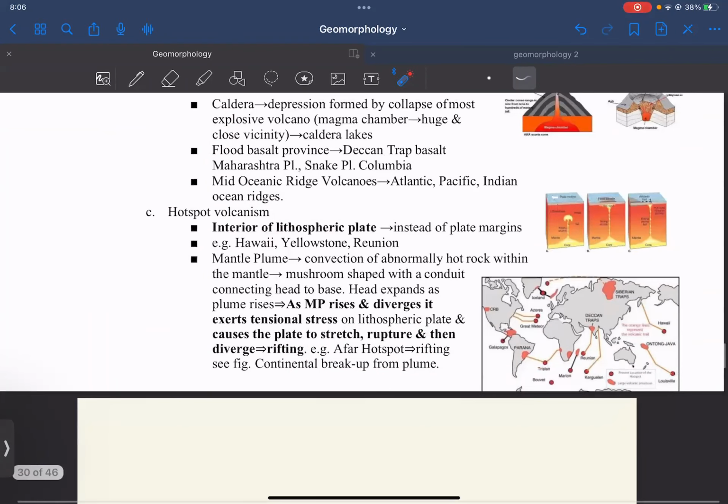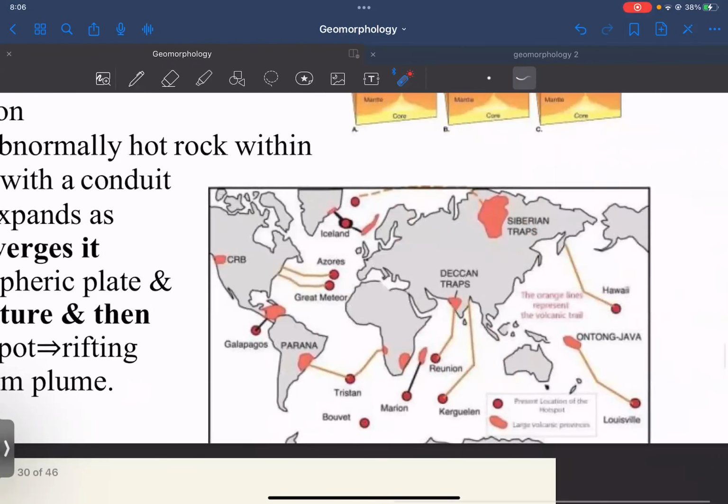So if you have to remember, just remember these few examples. Reunion hotspot, what was created because of it? Deccan Traps. Then Tristan hotspot, what was created from it? Parana Plateau in South America. Then Galapagos, say Galapagos Plateau, right? Iceland was created from the Iceland hotspot. Just keep these 2-3 in mind.